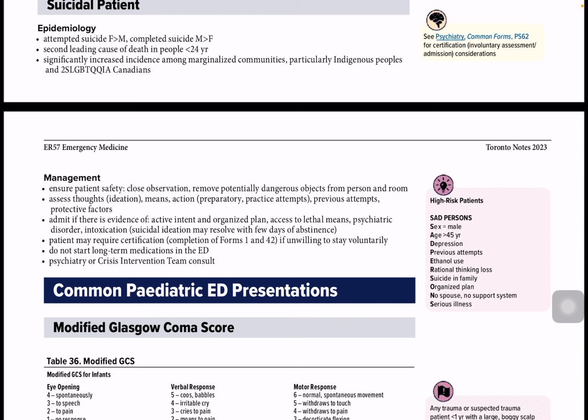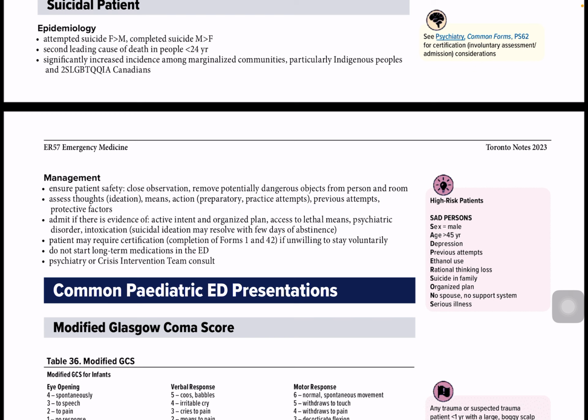Do not start long-term medication in an emergency. Obviously, you're going to start with lorazepam or olanzapine or haloperidol. That's what we just did, right? Psychiatric consult is the most important thing in the entire plan of suicide or psychosis, right? Patient safety, acute treatment, giving Form 1 and 42, and psychiatric consults are important factors in this.